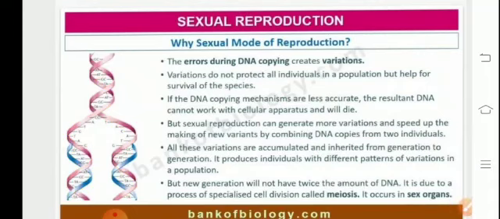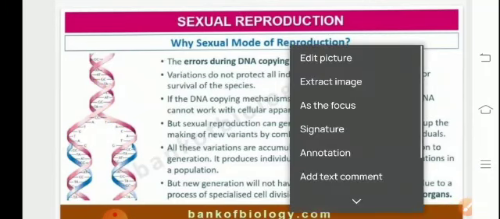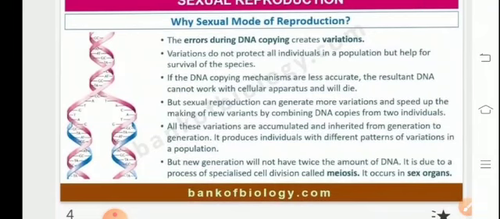Thus, the individuals which are produced are not the clone of the parents. They have some variation introduced in them, which helps in better chances of survival. So all these variations get accumulated and are transmitted from one generation to the next generation. But the new generation will not have twice the amount of DNA because of the process of reduction division, which is referred to as meiosis.